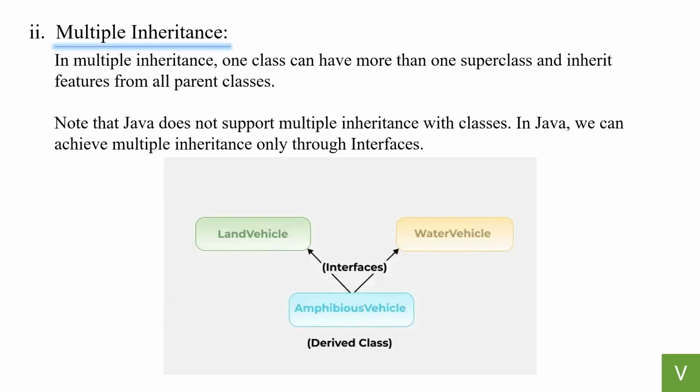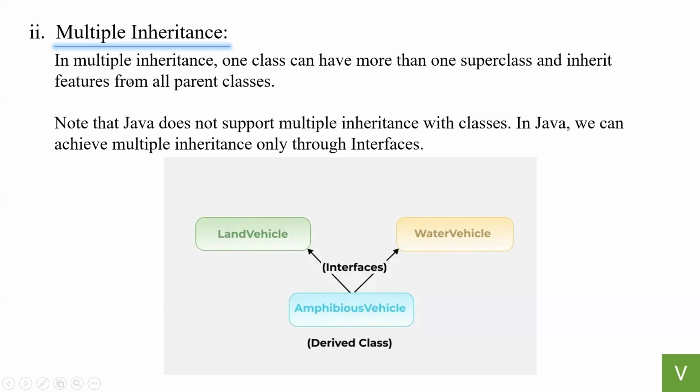Now let us see the second type, which is multiple inheritance. In multiple inheritance, one class can have more than one superclass or parent class and inherit features from all its parent classes. Now let us understand clearly with an example. In the given image, we have two parent classes, that is Land Vehicle and Water Vehicle. The process of deriving a single child class, that is Amphibious Vehicle, from more than one parent class.